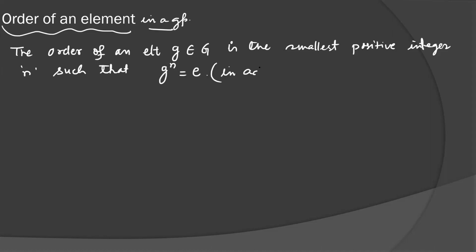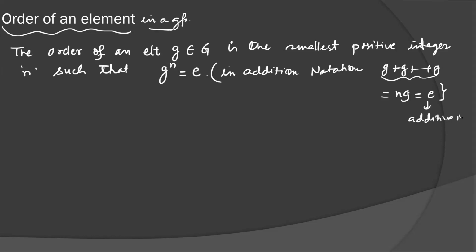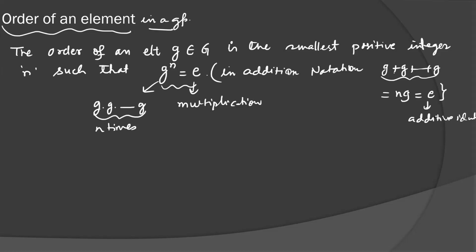But in the case of addition, in additive notation, order is defined like this: g plus g plus g, adding n times, then ng must be equal to the identity. This is your additive identity if you are dealing with addition, and this is your multiplicative identity if you are dealing with the multiplicative operation. g to the power n is actually g times g, n times. So if the operation is multiplication, we write order in this form; if the operation is addition, we write order of an element in this form. Both definitions are correct, but for different binary operations.